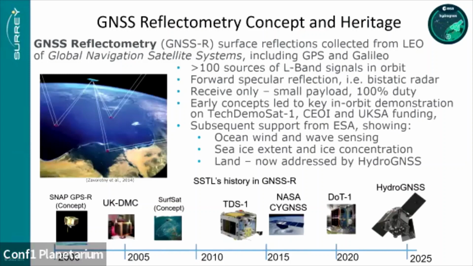And so that led on to the TechDemoSat-1 mission. Overlapping with that was the NASA CYGNSS, where we provided 8 payloads for the constellation that measures hurricanes. And then more recently, DOT-1 and now HydroGNSS. So the early work showed that you can use it for ocean wind and wave sensing. You can use it for sea ice extent and ice concentration. And you can use it for land sensing. And that is what we're addressing with HydroGNSS.